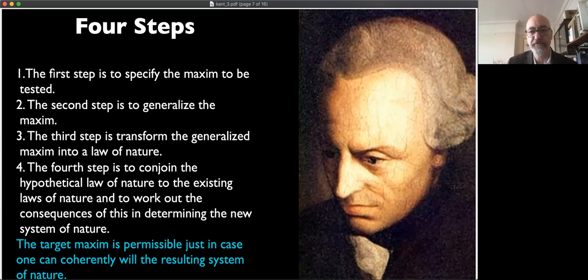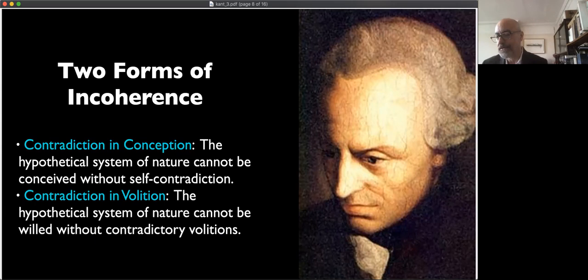Well, there are two tests, right? There's the contradiction in conception test and the contradiction in volition test. And these two tests should be applied in that order, okay? So the contradiction in conception test is whether or not the hypothetical system of nature can be conceived without self-contradiction. So if somehow adding this new law of nature into the existing laws of nature results in some internal incoherence or self-contradiction, then it's going to fail the contradiction in conception test, and we're going to conclude that the maxim is impermissible.